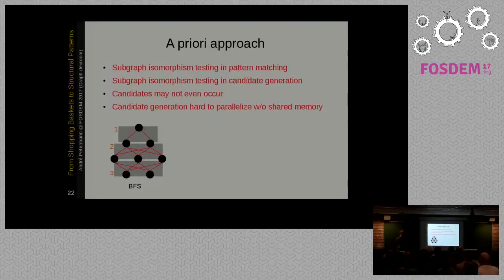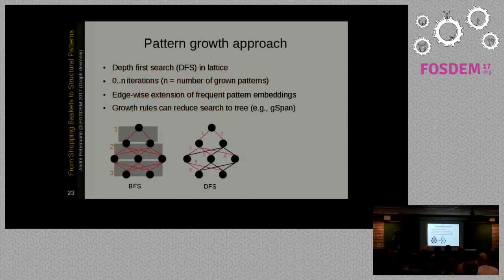They additionally contain subgraph isomorphism testing in the candidate generation. So when you have two frequent patterns and you want to generate a child, you need to enumerate all subgraphs of a certain level to generate children, which is also very expensive. You may generate candidates that don't even occur in the database because they're just candidates. There's no guarantee for them to occur. And the candidate generation itself is hard to parallelize without shared memory because you need to build the cross products of all combinations. It's just a lot of combinations.